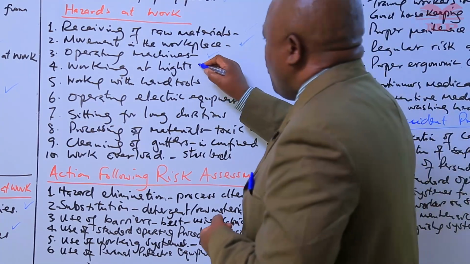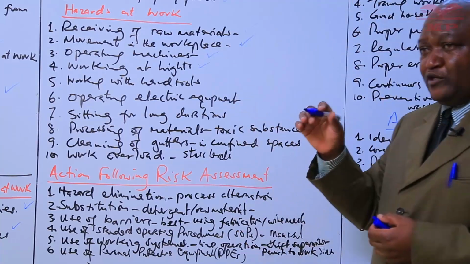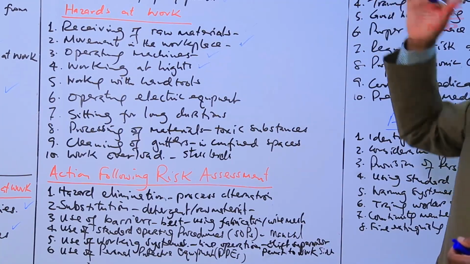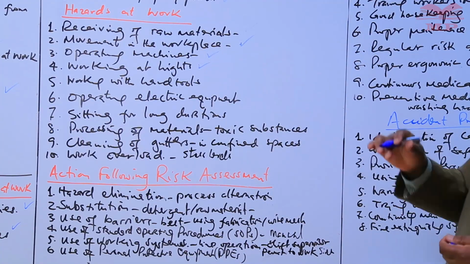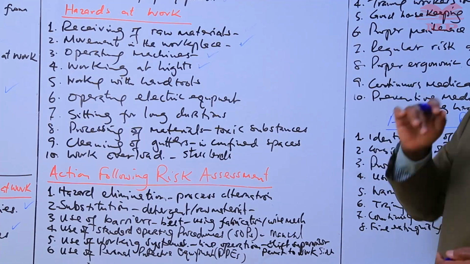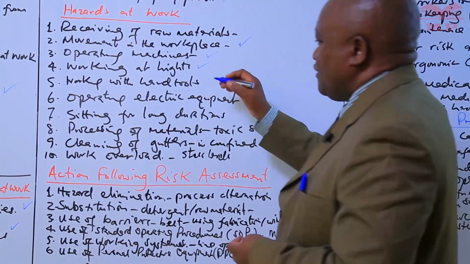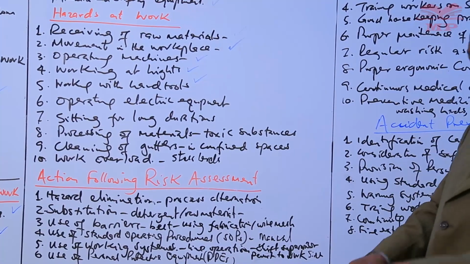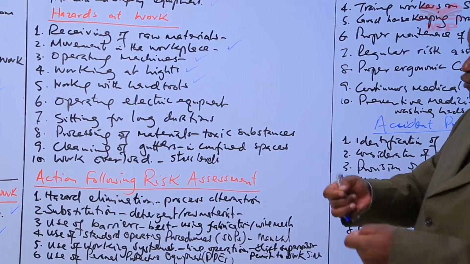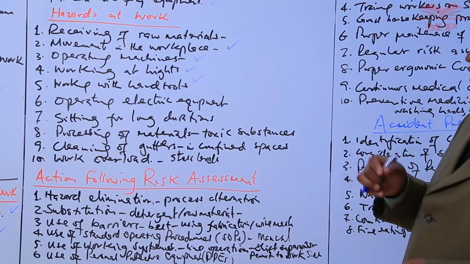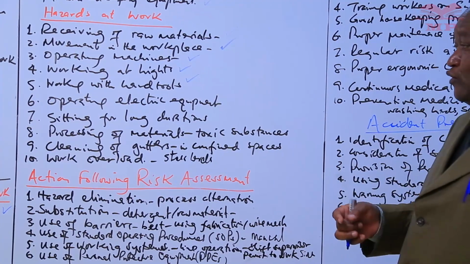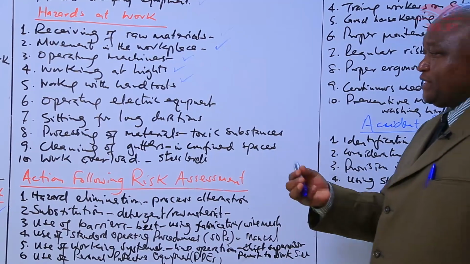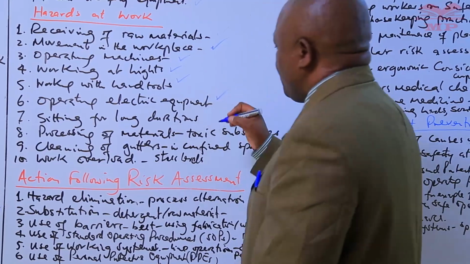Number 4, working at heights. When individuals are working at a height, that could also pose a hazard if they are working on a ladder or working on a scaffold. Number 5, working with hand tools. Hand tools, sometimes they could, for example, be shaking, or maybe you need to position them. So that again can create a hazard and maybe injure an employee or cause an accident. Number 6, operating electric equipment.